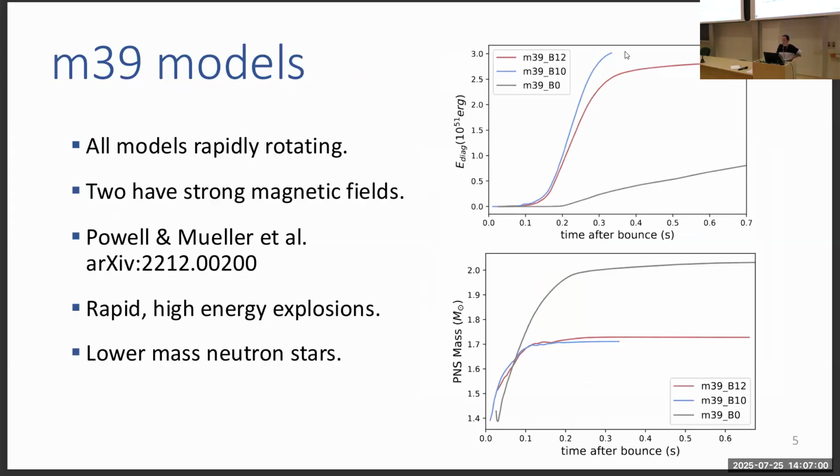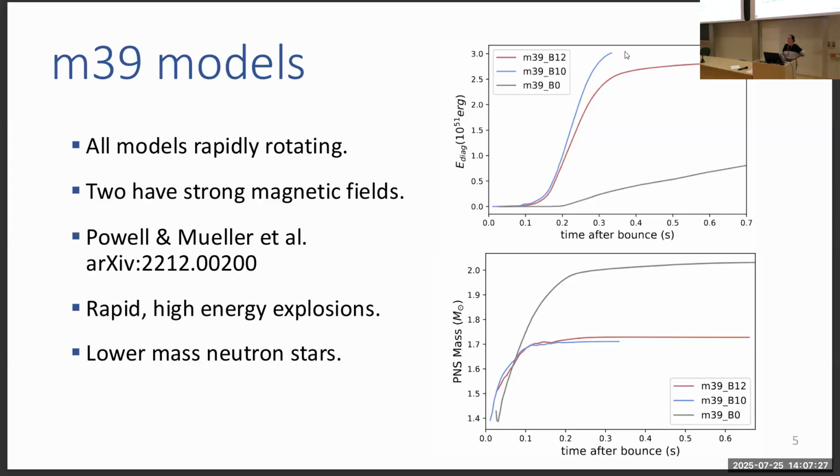This is the explosion energy here and the time after bounce. And you can see if you add magnetic fields, you get much more energetic explosions. And the models exploded earlier. And this one here that had weaker magnetic fields than that one made a stronger explosion. And also, we see smaller proto-neutron star masses in the models that have magnetic fields.